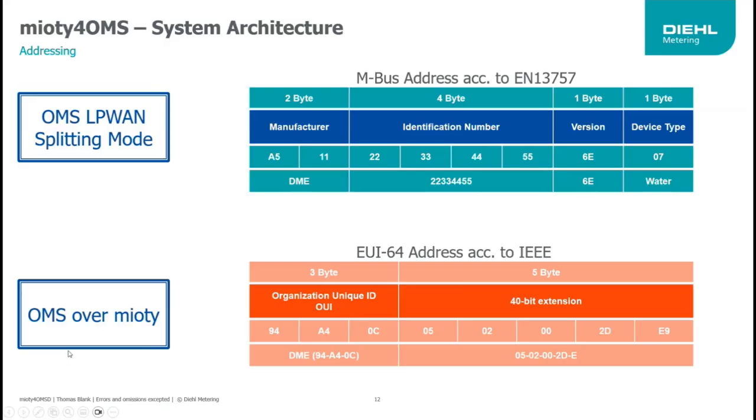For OMS over mioty, it's different. As you see, it's applying the EUI-64 address according to the IEEE. That has a different approach here, and you also have the organizationally unique ID, the DME here, but you see it's a different coding with 3 bytes and other bytes like in the MBUS address. So these are 2 different addressing styles in general.